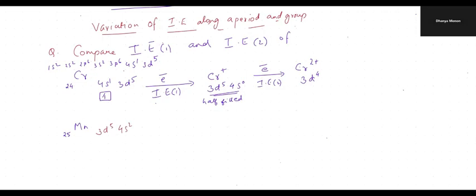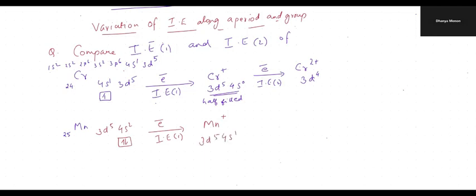I'm not writing the whole thing, so you just have to add one more electron in S. So I'm removing one electron. Here there are two electrons, so this is the first ionization energy. And here it will become manganese plus, which will be 3d5, 4s1. Always the electrons are removed first from the S subshell.